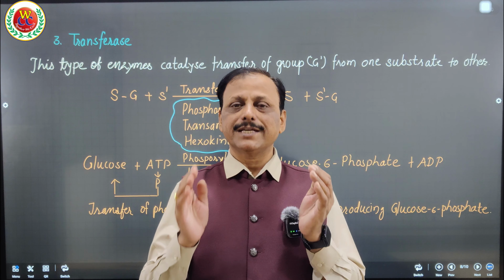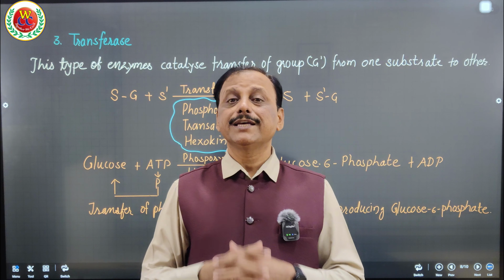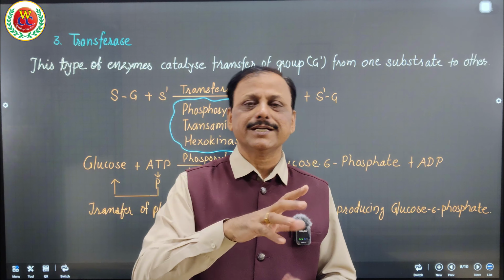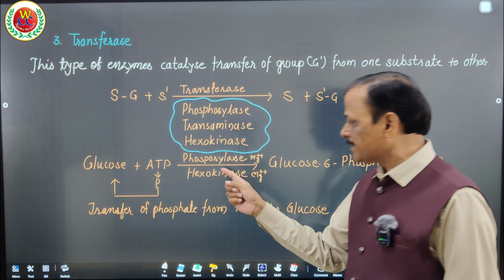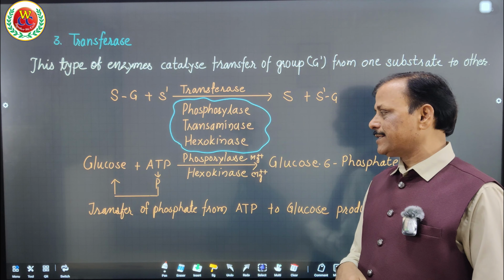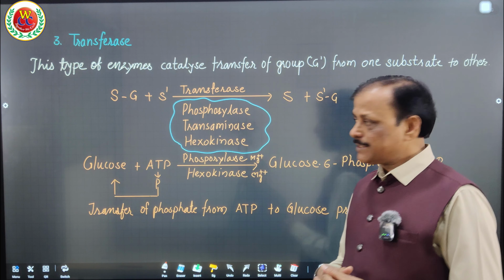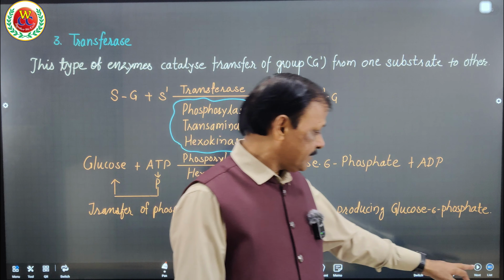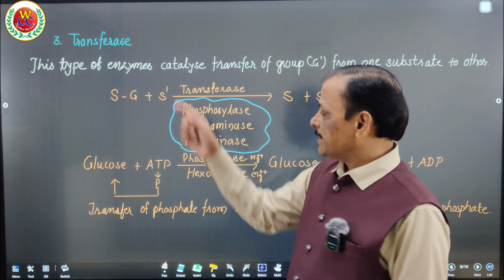That is, something is transferred from one substrate to another substrate in presence of enzyme. Those enzymes are called transferase. So examples of transferase enzyme: phosphorylase, hexokinase. These are the examples of enzyme transferase. Next, see the another type.